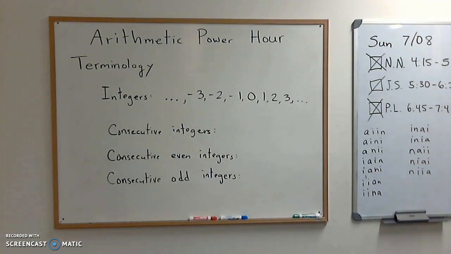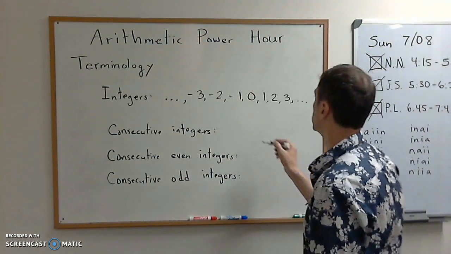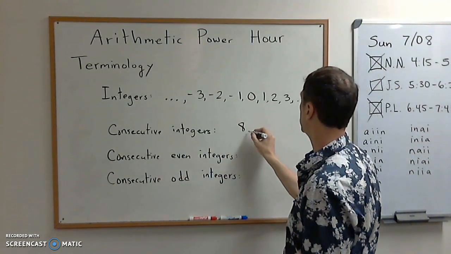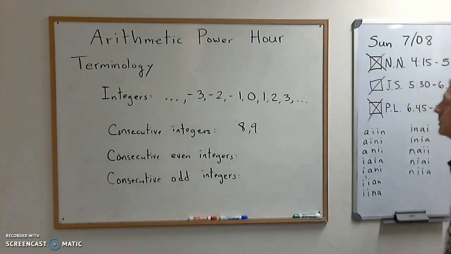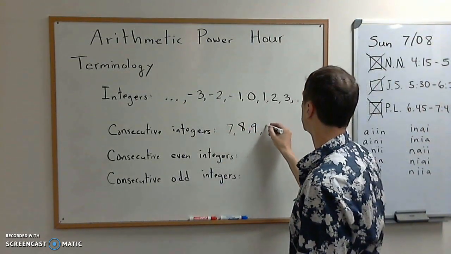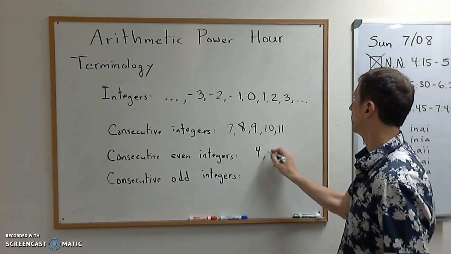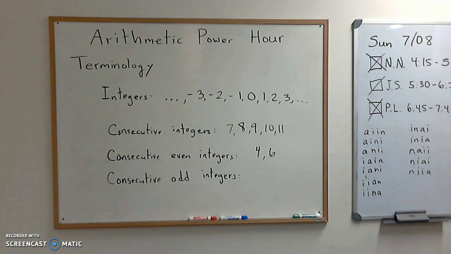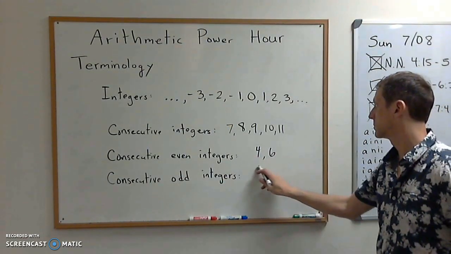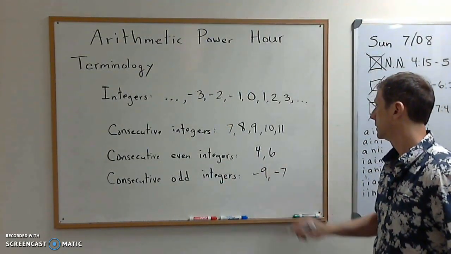The GRE often uses phrases like consecutive integers. An example of consecutive integers would be like 8 and 9. Or if they ask for, let's say, 5 consecutive integers, that would be like 7, 8, 9, 10, 11. Consecutive meaning one right after the other. Consecutive even integers would be, for example, 4 and 6. And an example of consecutive odd integers might be like negative 9 and negative 7.